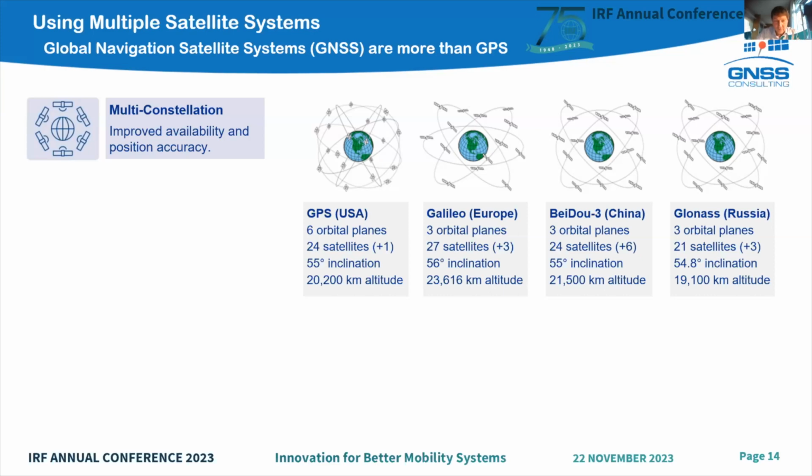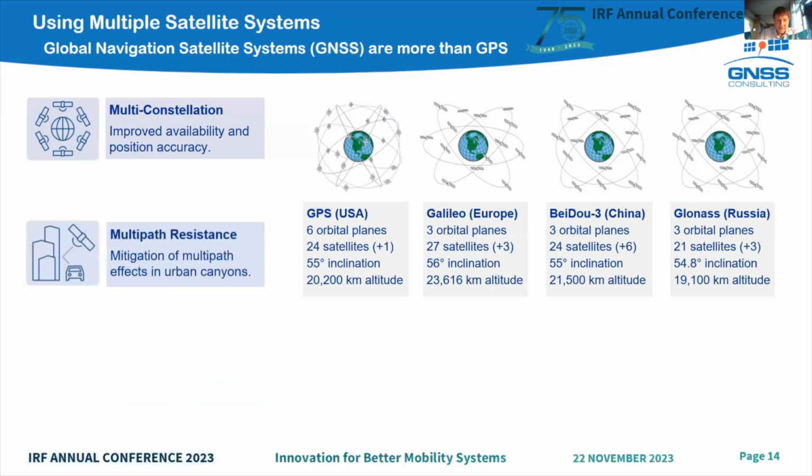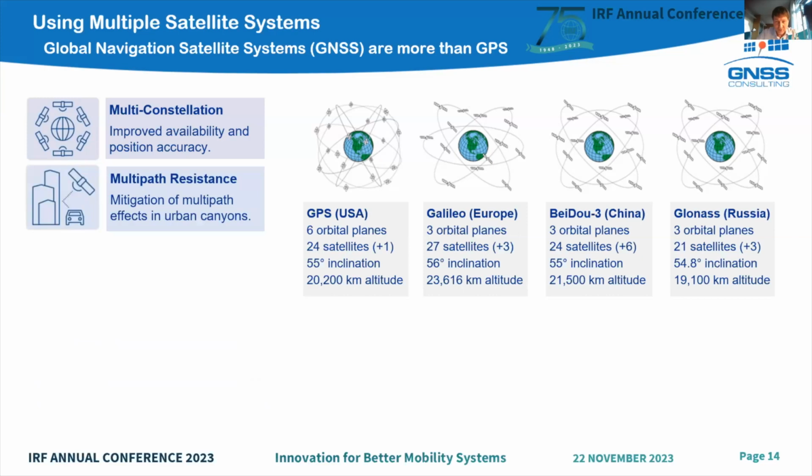And what's important is that you have multi-constellation. That means you have a GNSS receiver in your onboard unit, also in your mobile phone, which can receive signals from all these different systems. So that also means that you can mitigate multipath effects in urban canyons. I will have a slide following to show you what that really means.